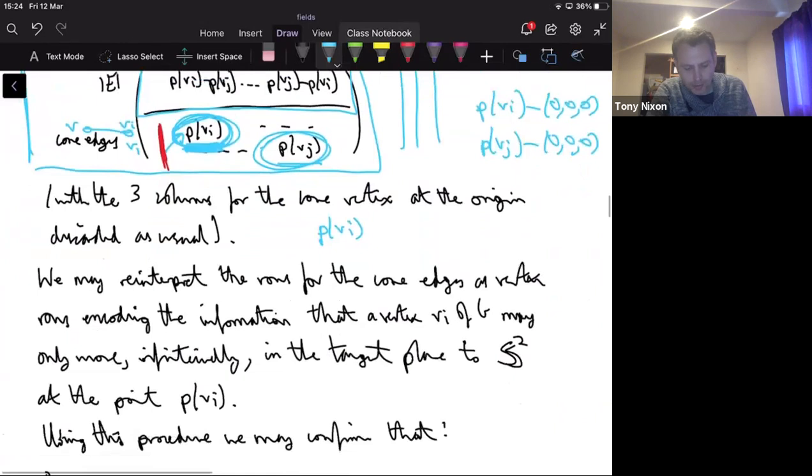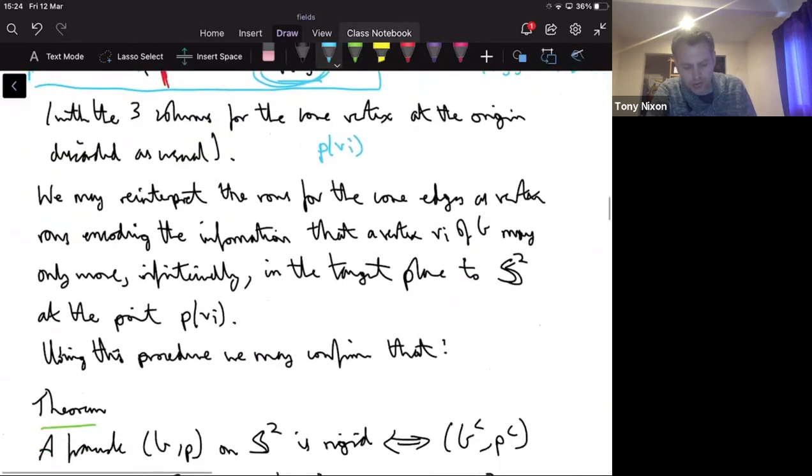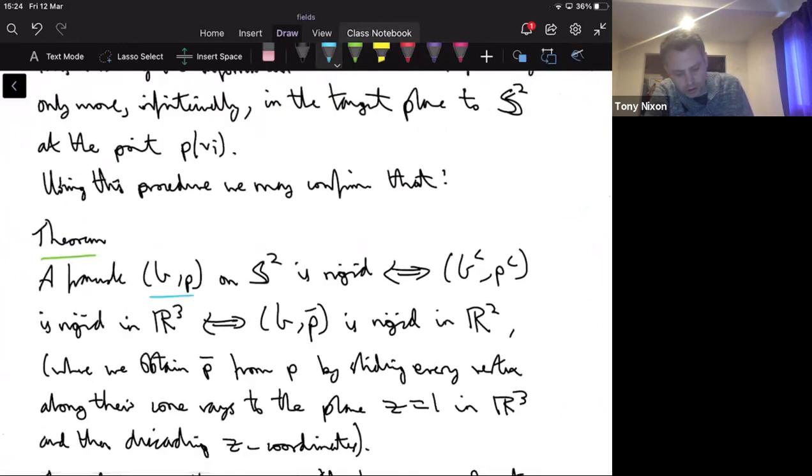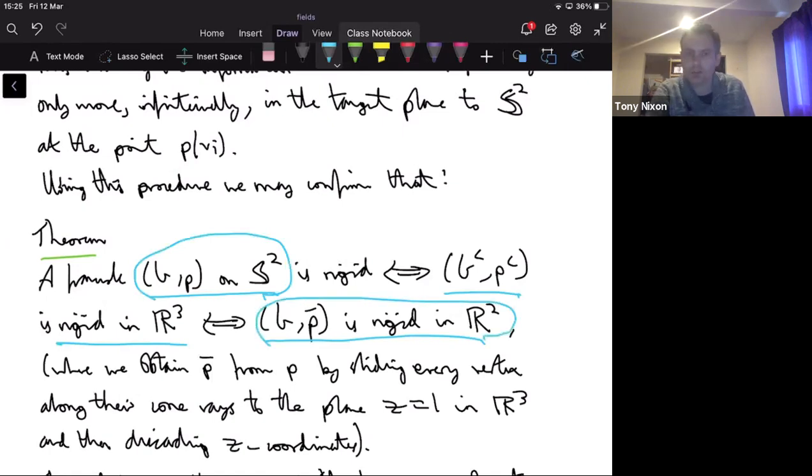Okay, so using this, we can see the following theorem, so that the framework on the sphere is rigid if and only if the cone framework is rigid in free space, but we know that from the theorem before is rigid if and only if this framework in R2 is rigid. So we have rigidity on the sphere is equivalent to rigidity in two-dimensional space. So on S2 is equivalent to R2 for rigidity. And in fact, this actually all extends. So SD and RD are equivalent. A graph is rigid in one if and only if it's rigid on the other.